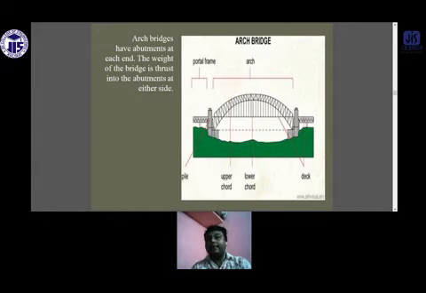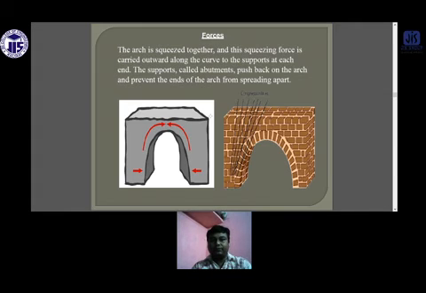Arch type bridges have an abutment at each end. You can find here is one abutment, here is another abutment. These abutments are provided at the two ends. This one is the deck. This one is the upper chord. This one is the lower chord, and this one is the pile. So these are the forces that come on the various components of the bridge.